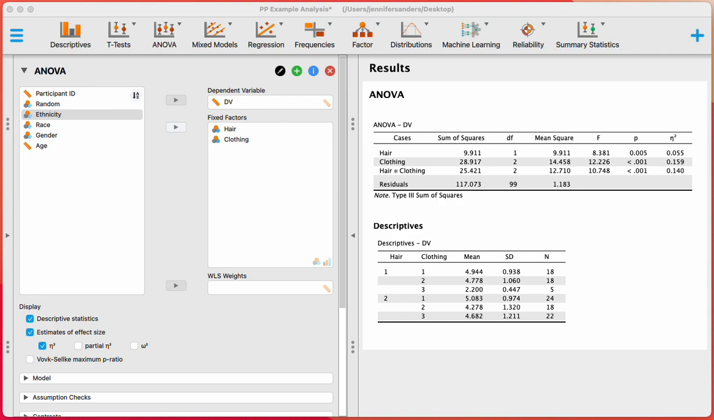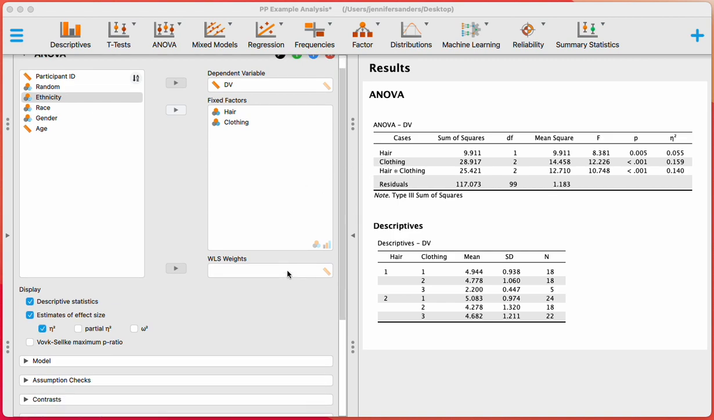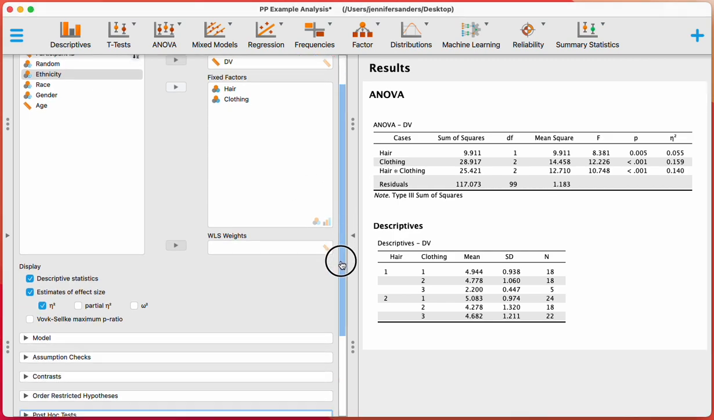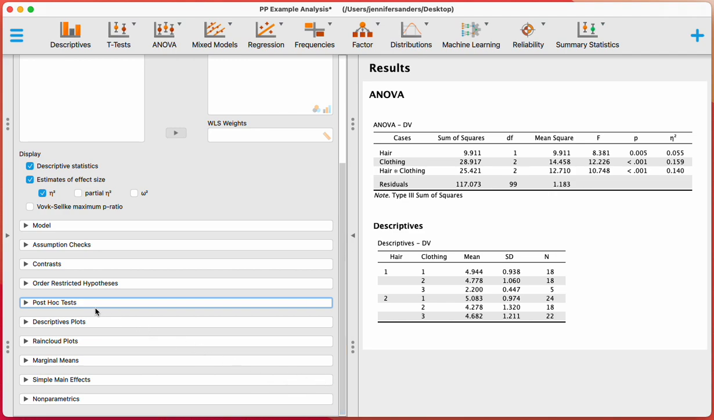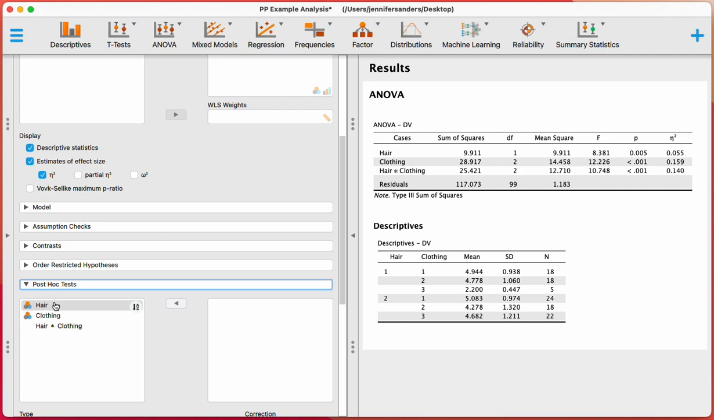Okay, so now that we have run our ANOVA test and we've seen that there are significant differences, we can probe to find where those differences actually are. And to do that, we will run a post hoc analysis for our two main effects of hair and clothing. So you'll scroll down to post hoc tests in the menu pane, and we'll start with hair, the two-level independent variable.